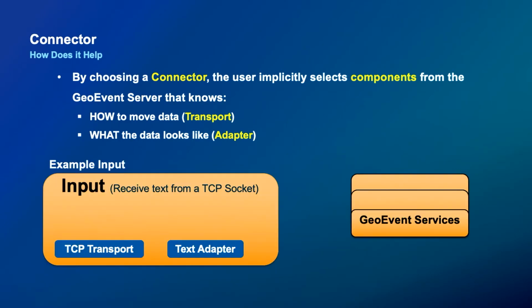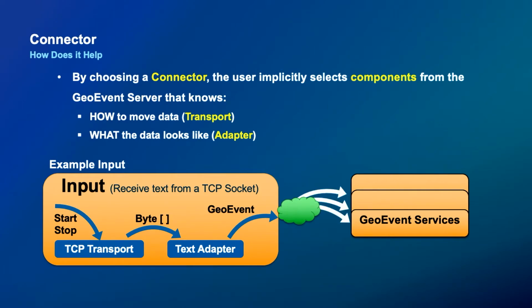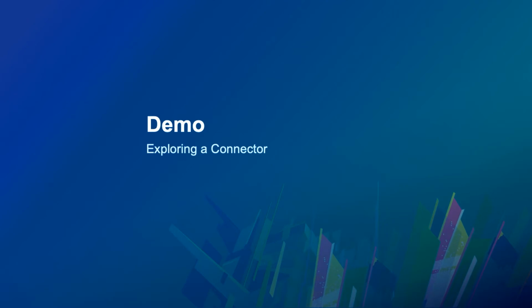So here's an example of an input. It is created with a connector which specifies a TCP transport and a text adapter. So the input uses these components by starting the transport, and while the transport is running, it would produce a stream of bytes, which the input then passes to the adapter for parsing. And then the adapter produces GeoEvents, which the input then sends out to all the different services that are created to make use of that stream of data. Now let's take a look at a connector from the GeoEvent Manager UI.